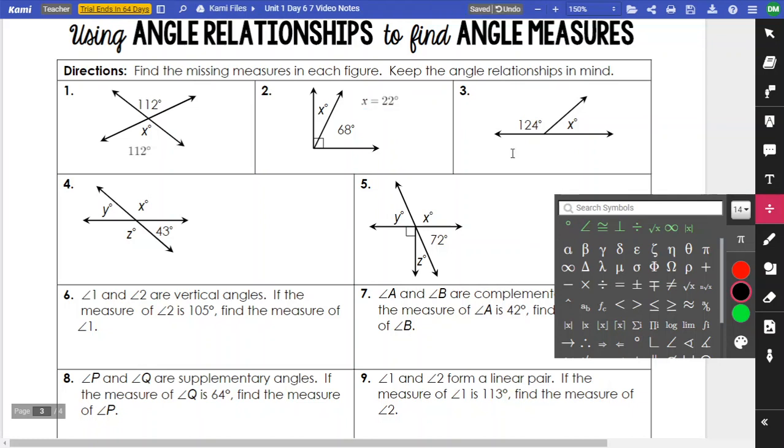Moving on to number 3, let's figure out what important relationship we have here. Okay, so this is a linear pair. These are both adjacent and supplementary. So that means that if we add up 124 plus x, it's going to be equal to 180 degrees. So we take 180 minus 124 to find x, which gives us an x of 56 degrees.